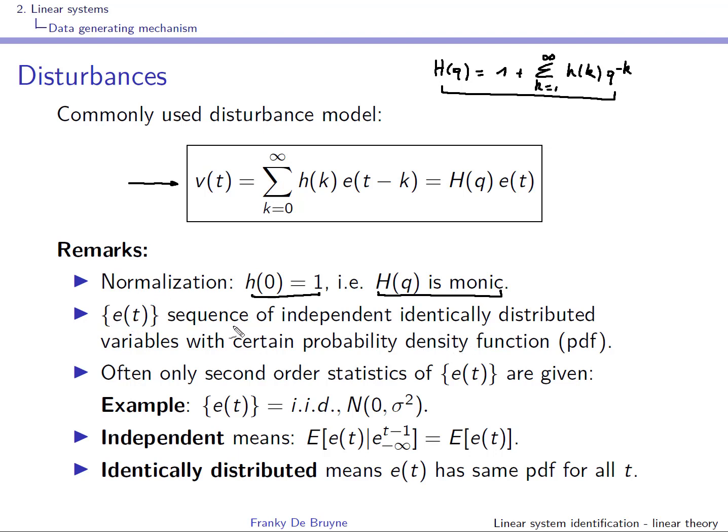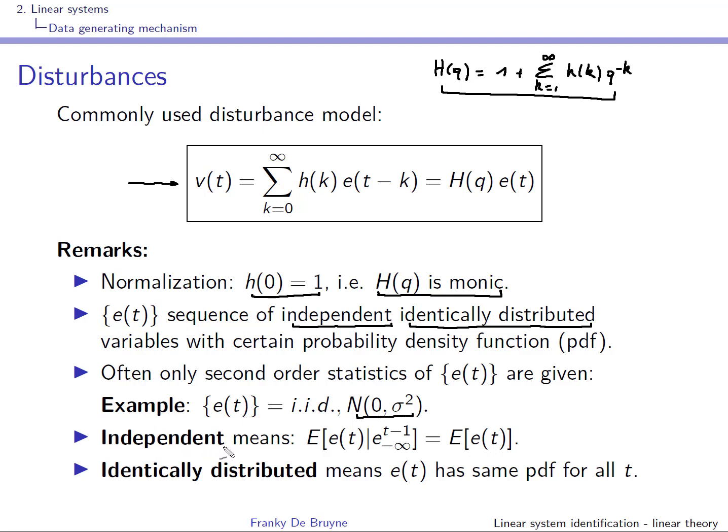e of t here is a sequence of independent, we'll define that later, and identically distributed, and we'll define that as well, variables with a certain probability density function. In practice, the probability density function that we'll use is a Gaussian of zero mean and variance sigma square, and e of t is then called a white noise sequence.